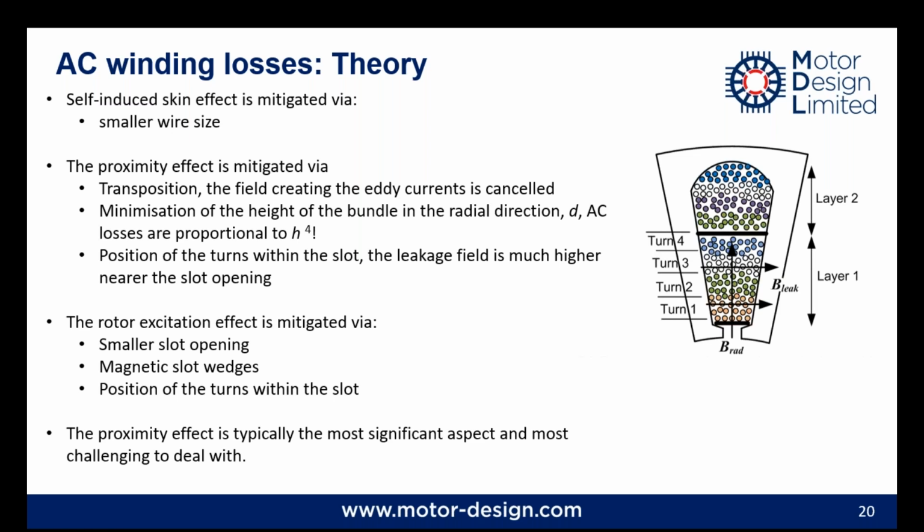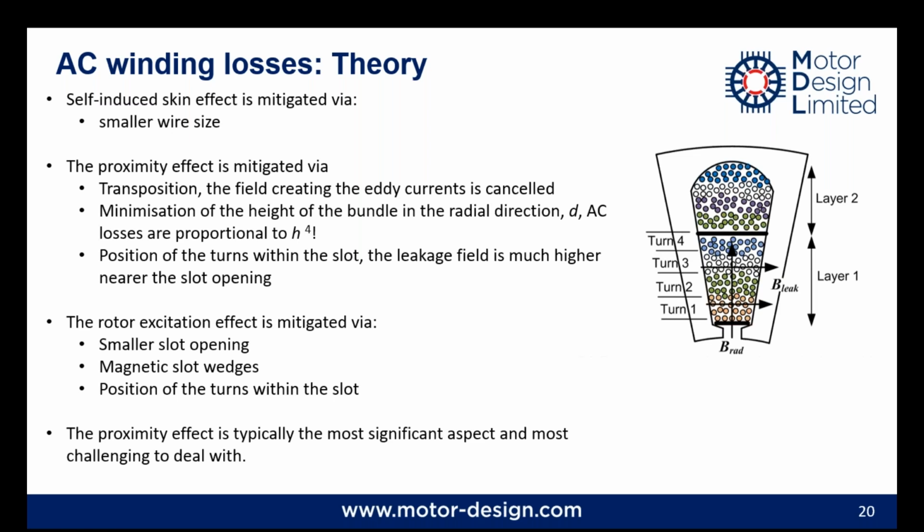So how do we deal with these different losses? Well, the self-induced skin effect can be mitigated by using smaller conductors. The proximity effect is a little bit more tricky to deal with, and one well-known technique is to transpose the winding, so twist the conductors as you move down the axial length, and that basically cancels the field creating the eddy currents. It's the principle behind Litz wire, and it works well, but from a manufacturing and cost perspective, it can be prohibitive.